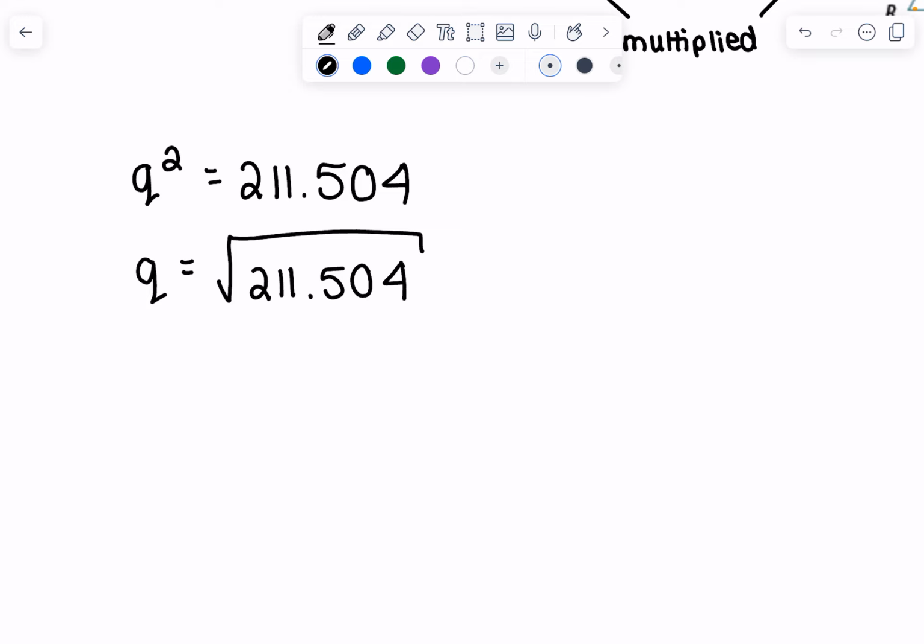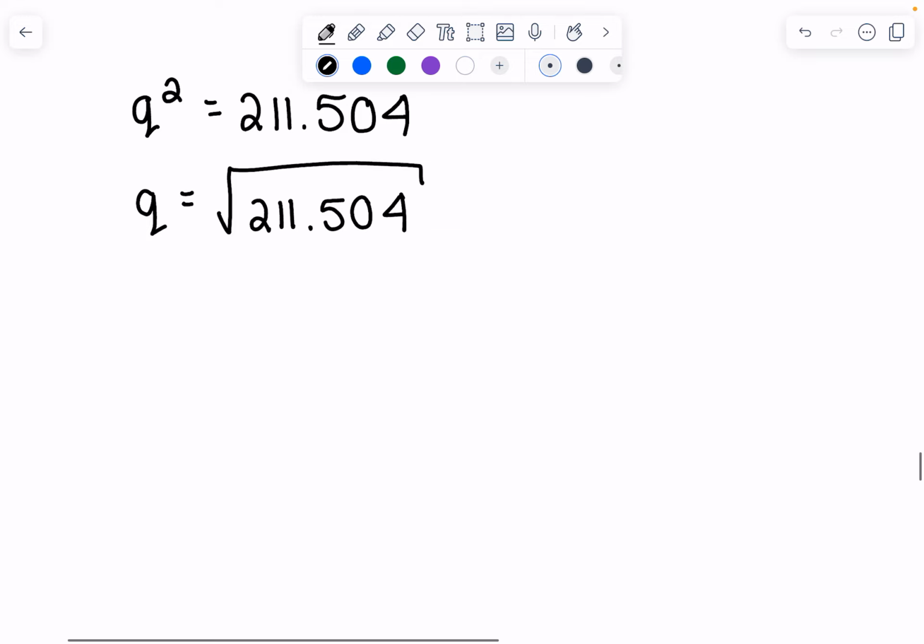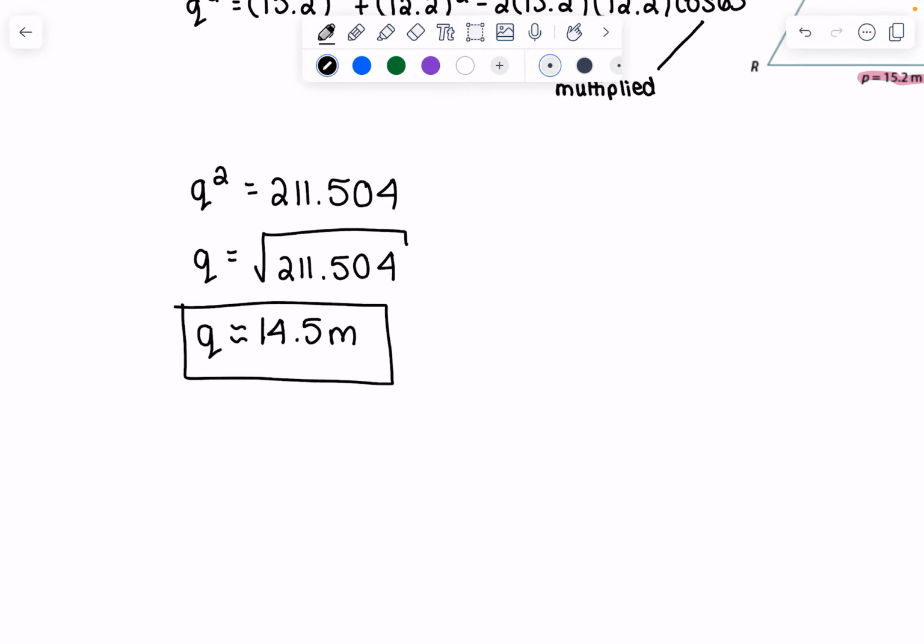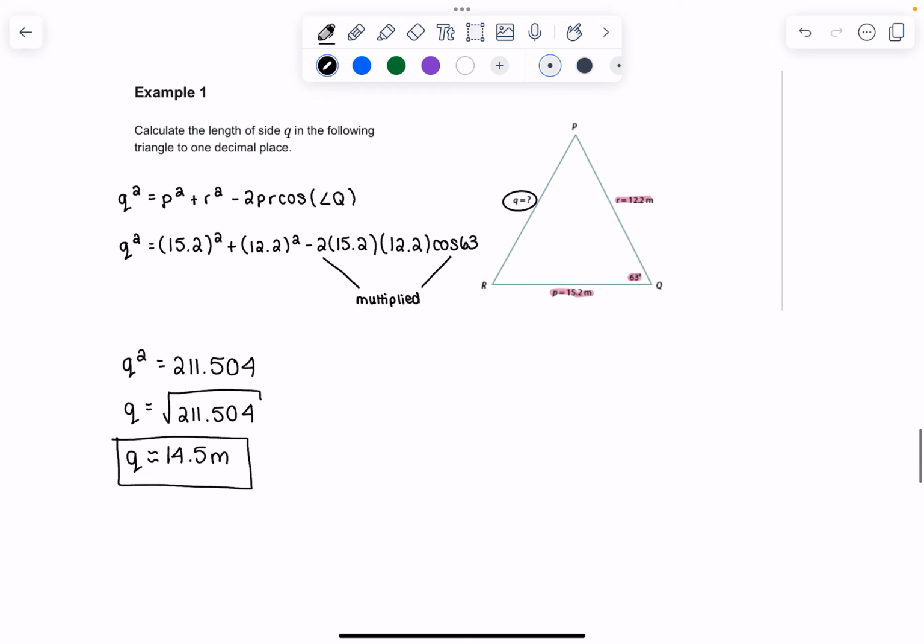Okay. And from there on, it's pretty straightforward. You're going to get an approximate side length. For us, it's about 14.5 meters. You're asked for a side length of Q, and that's exactly what you solved for there. So you're done.